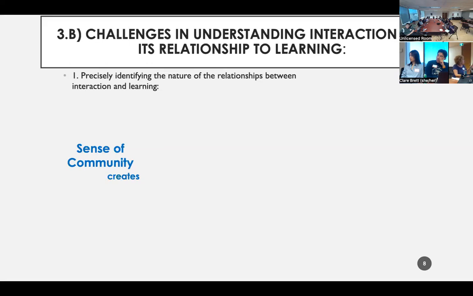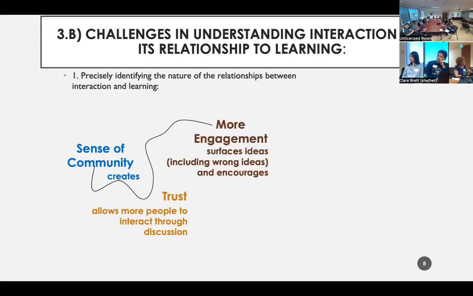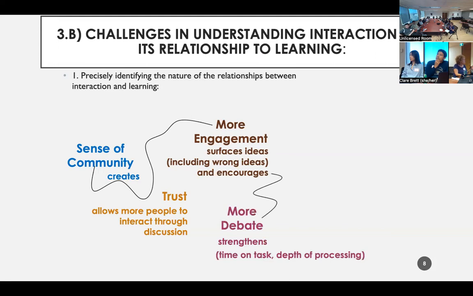this is an issue. One of the things that we try to do in courses is increase sense of community, because it's safer. Sense of community creates trust, which ideally allows more people to interact through discussion instead of just hanging back. And that's engagement. And more engagement allows you to surface ideas, even including wrong ideas sometimes, which is good because it encourages you to develop more accurate ideas or think about something in a different way. And that encourages more debate.